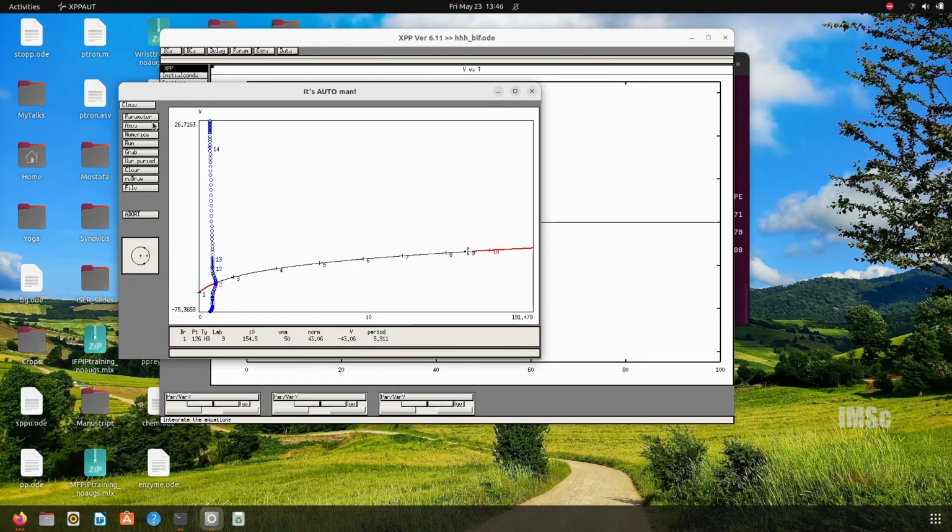What is it? It's a Hopf bifurcation point. If I have a Hopf bifurcation point, I expect there will be periodic orbits in this region. Okay? Okay, I click enter.